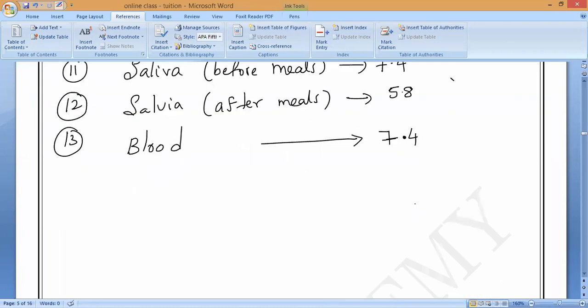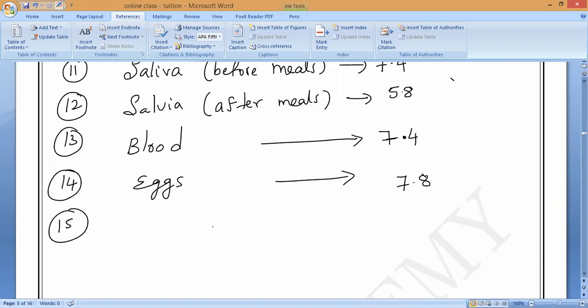7.4. Next, do you have eggs in our home? Eggs. Yes, sir. So the pH value of eggs is 7.8. Understand?